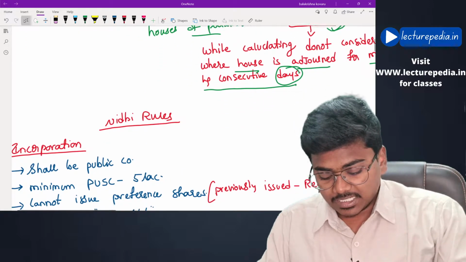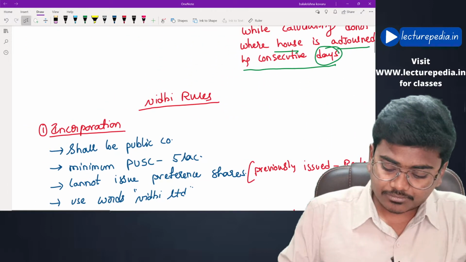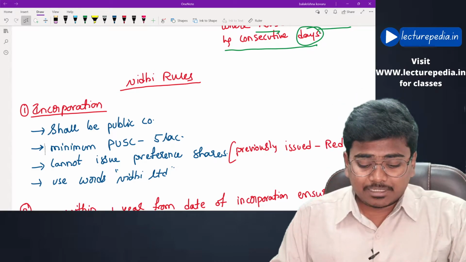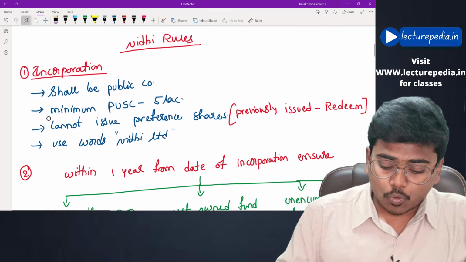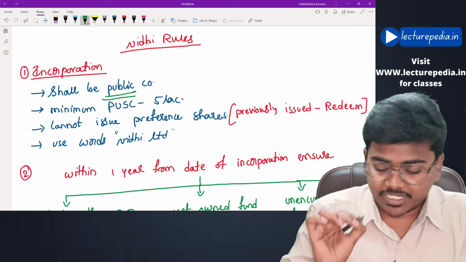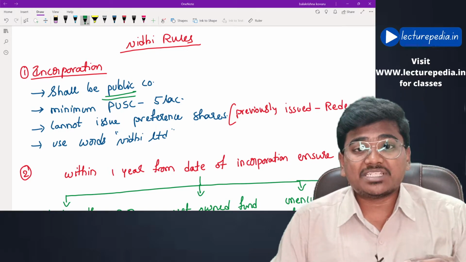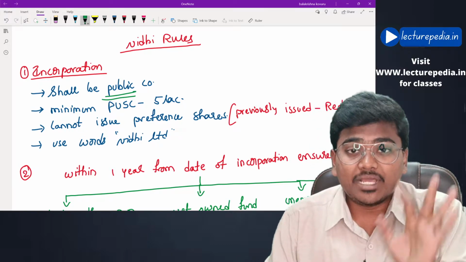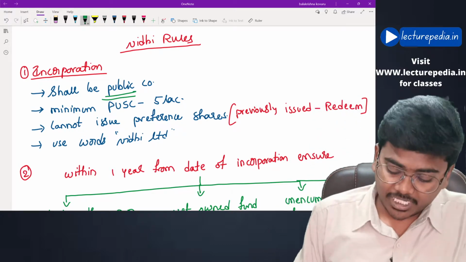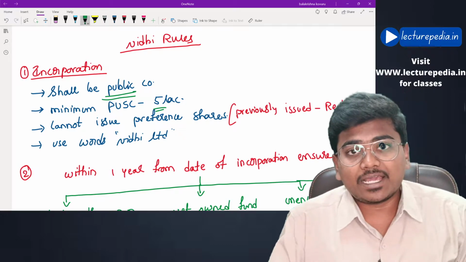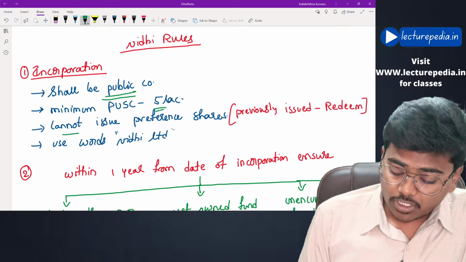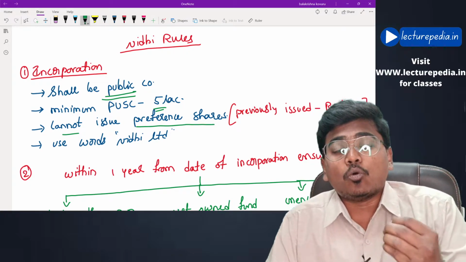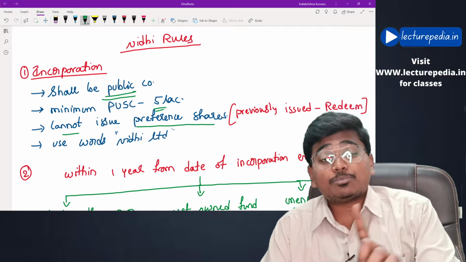Now we will see the Nidhi rules. First of all, the Nidhi companies must be established only as public companies. That means Nidhi companies cannot be established as private companies. They must be established as public companies only. And the minimum paid up share capital must be 5 lakh rupees. And it cannot issue preference shares. Nidhi can issue only equity shares, but not preference shares.